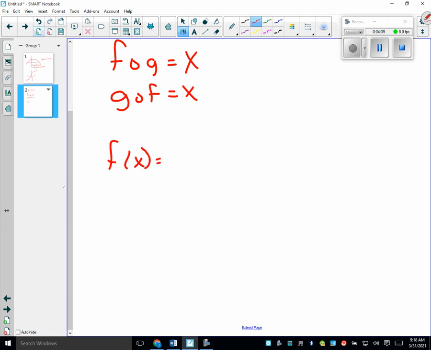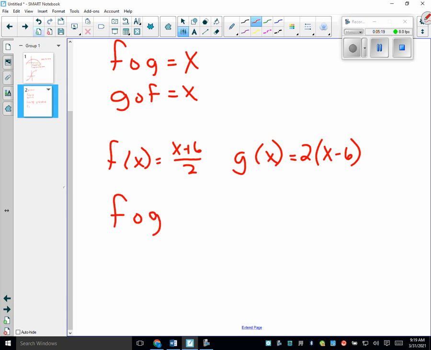F of x is equal to x plus 6 over 2 and g of x is 2 times parentheses x minus 6. All right? Now, do you have to think back how to do f of g and g of f? No. Sorry, that was a little sassy. What is f of g?